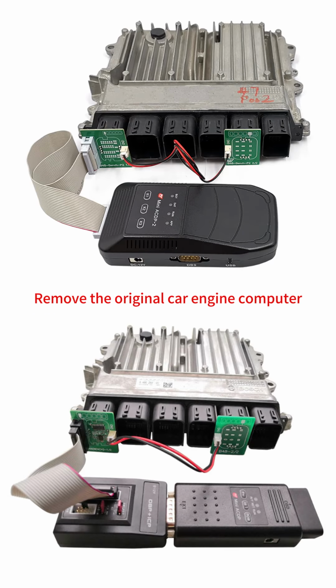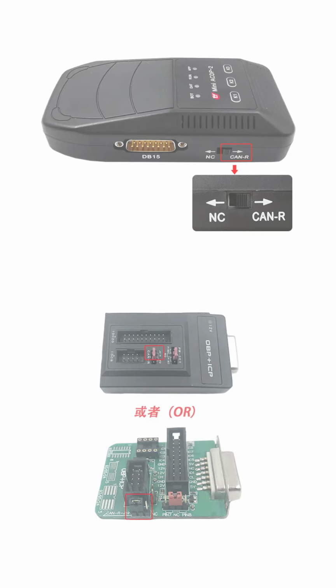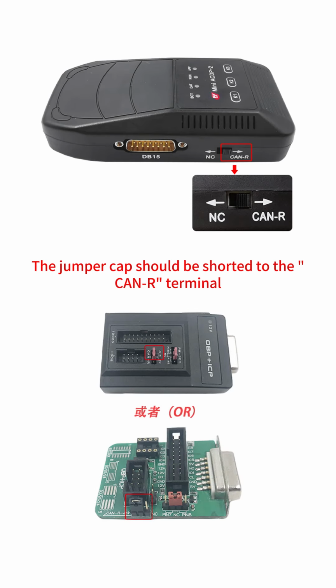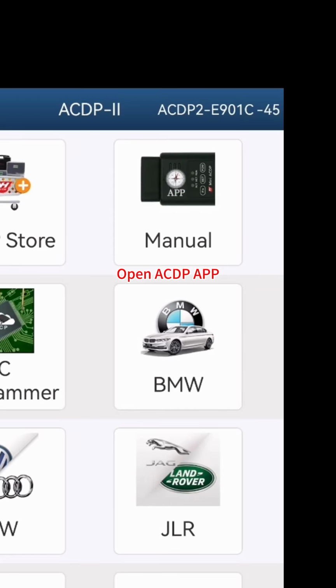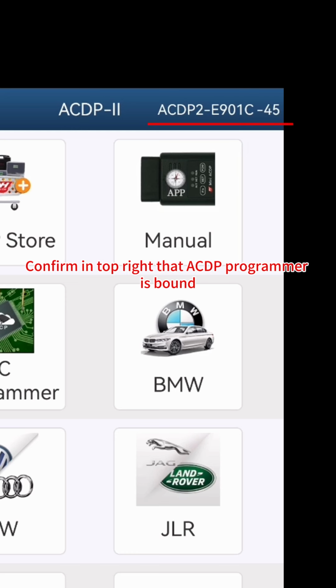Remove the original car engine computer. As shown in the figure, connect the ACDP to the DME properly. The jumper cap should be shorted to the CAN-R terminal. Open the ACDP app. Confirm in the top right that a CDP programmer is bound.